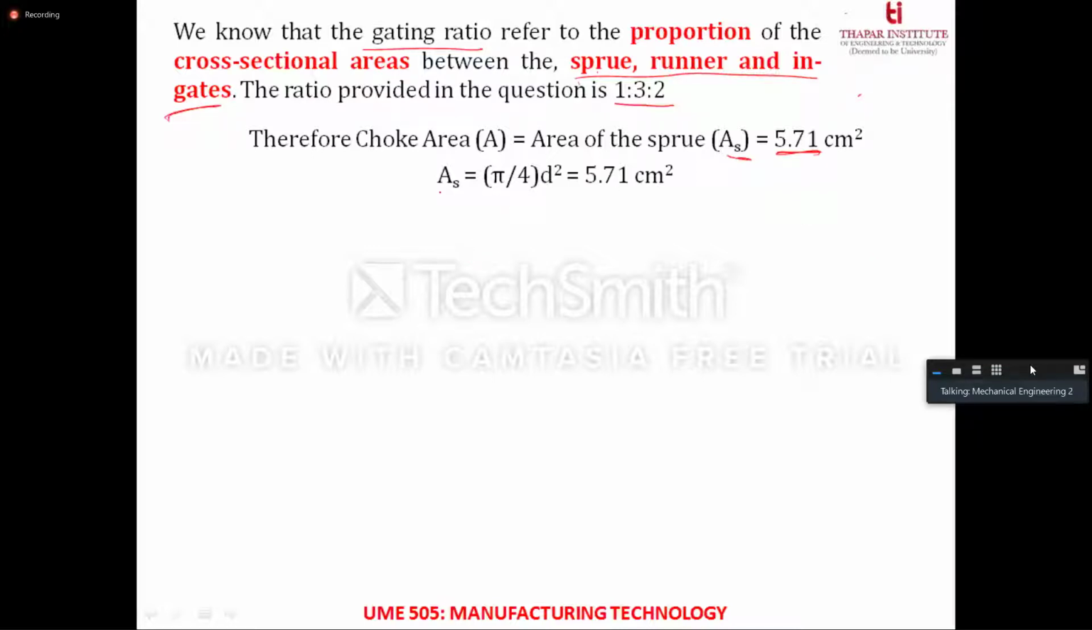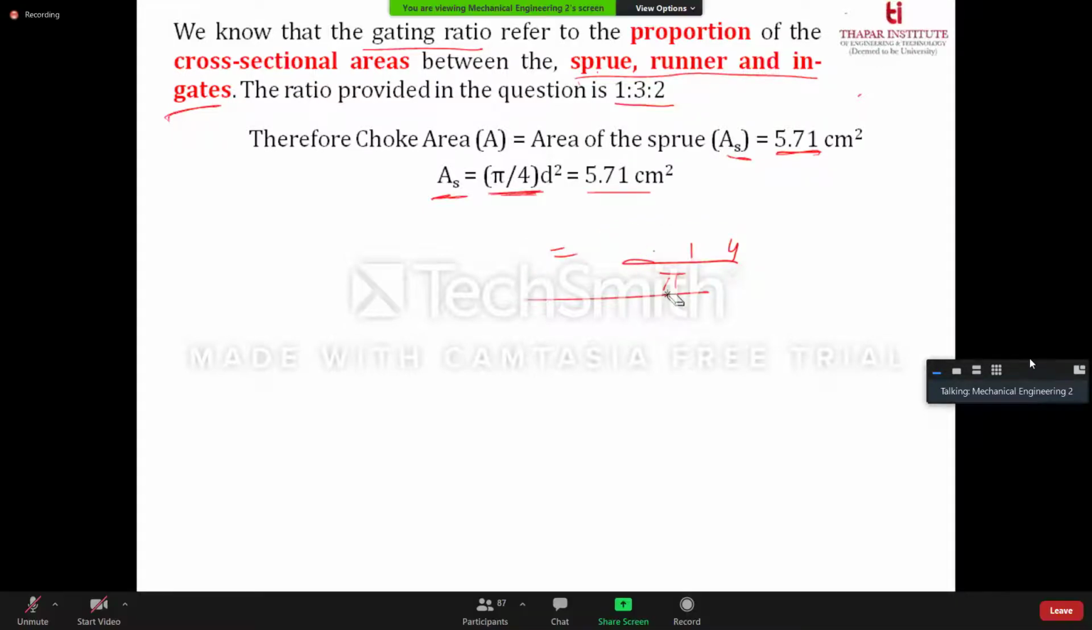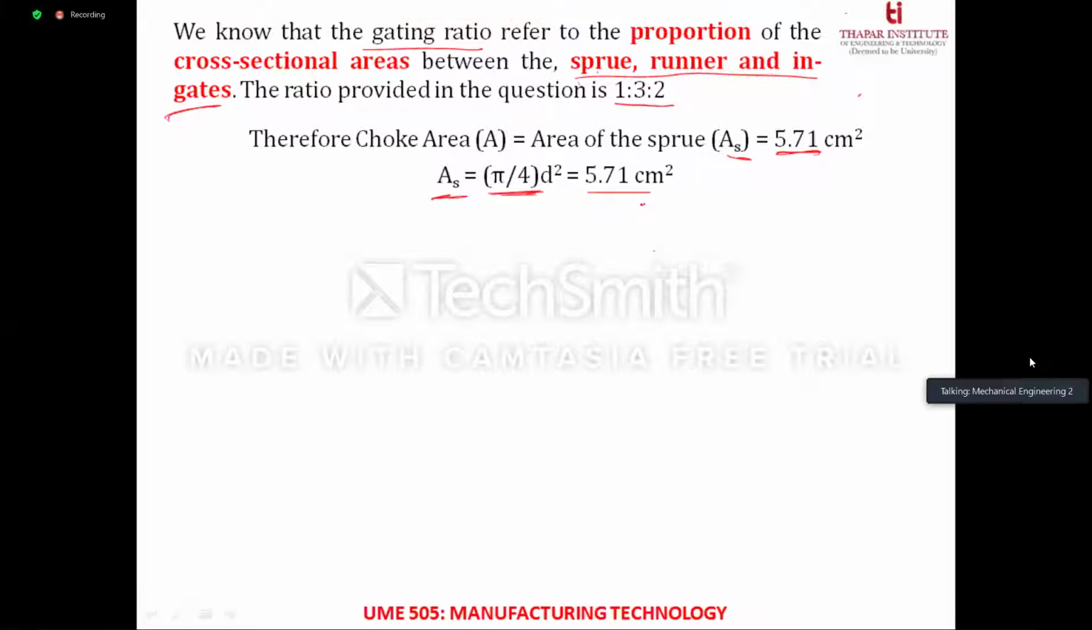So for a cylindrical cross section, the area of the sprue is equal to pi by 4 d square, and that is equal to 5.71. So d will be equal to under root of 5.71 into 4 divided by pi. This is how d will be found out, and the value of d will come out to be 2.70 centimeters. So this is the diameter of the sprue. Now which part of the sprue? The bottom part of the sprue has been found out.